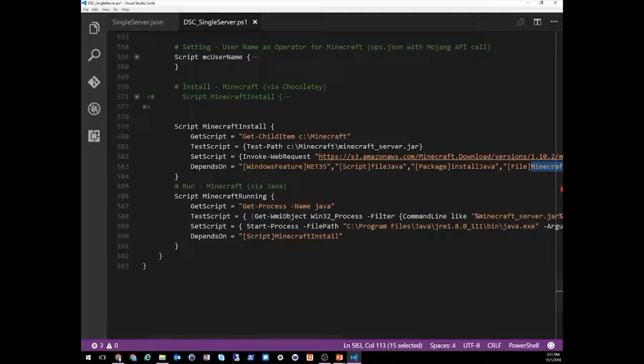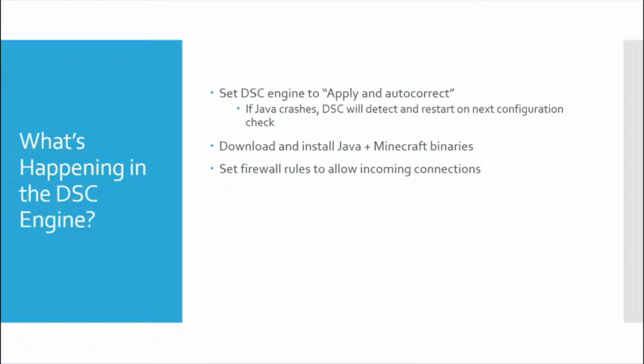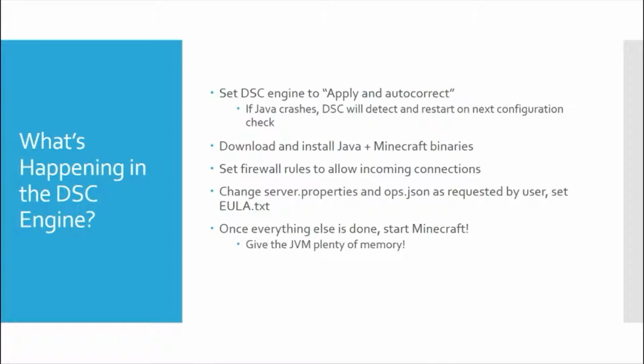So that's our DSC configuration, and that's what's going to get run on our local machine. Just to recap, we're going to download and install Java and the Minecraft binaries. We're going to set firewall rules to allow incoming connections. And then we're going to change all those text files to meet the user's requirements, which is what you enter when you're deploying this through Azure. Once everything else is done, we'll start Minecraft.